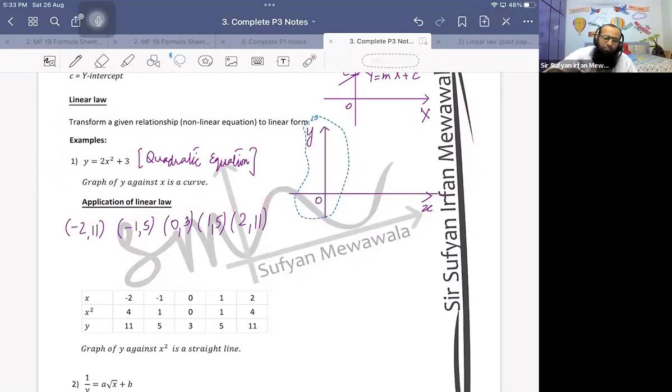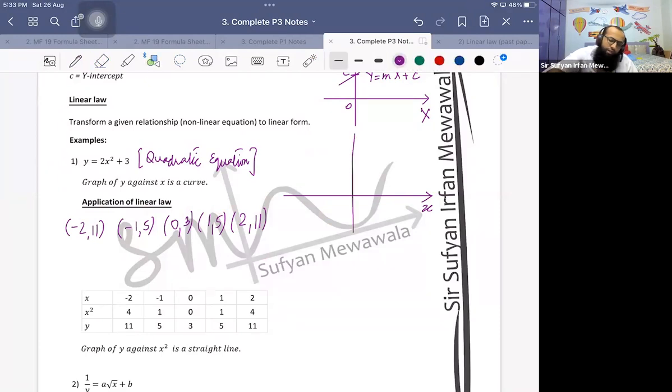A curve will be made. Let me change this. I have to draw it like this. Okay, now it's fine. Now let me draw and plot it. This is the origin. So this is -1, this is -2, -2, -1, 0, 1 and 2. (-2, 11). A shape like this will be made. A quadratic curve like this will be made.